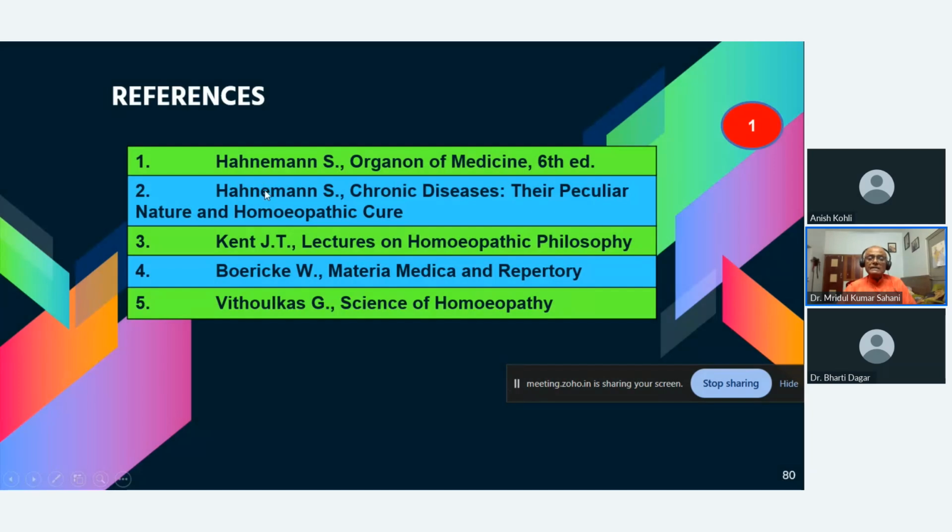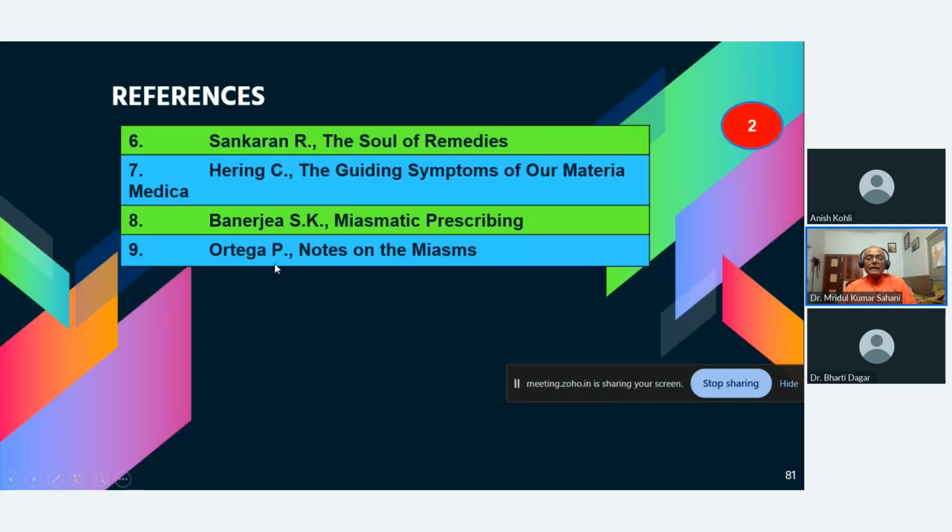These are the references. The Organon of Medicine you must read. You must also go through The Chronic Diseases, then Lectures on Homeopathic Philosophy. We have The Vital Force, Science of Homeopathy, then Boericke's Materia Medica. Then you can also refer to Sankaran's Soul of Remedies, Hering's Guiding Symptoms of Materia Medica, Miasmatic Prescribing by Banerjea, and one of the important books by Ortega, Notes on the Miasms. All these books are available from the B. Jain publications. You can get them.